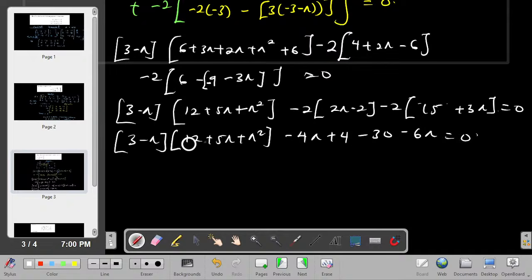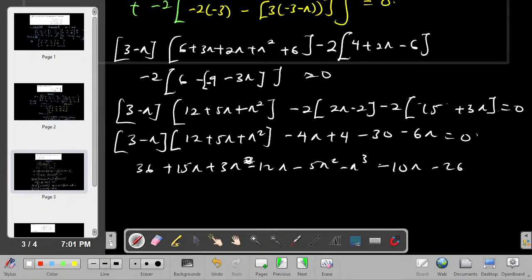At this point, I need to split this, right? So 3 times this, I get 36. 3 times this, I get plus 15 lambda. 3 times lambda squared, minus 12 lambda. So let me make my squares, lest I make a mistake. Then minus lambda times this, minus 5 lambda squared. Then minus lambda cubed. Then I continue from this. So at this point, see, minus 4 lambda minus 6 lambda is minus 10 lambda. I have 4 minus 30, which is negative 26, equal to 0.